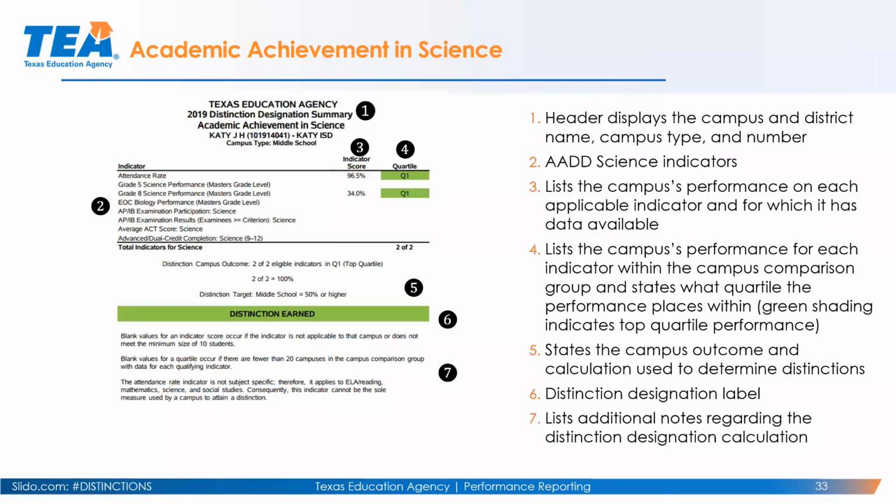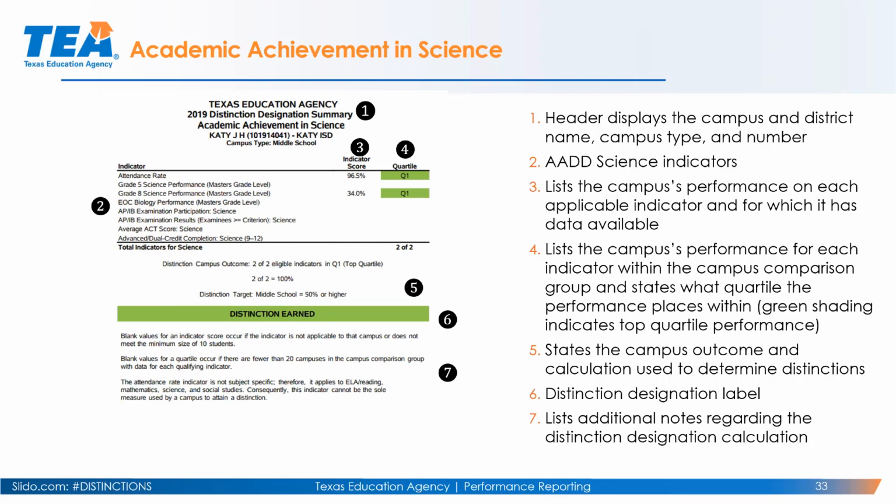Looking at an actual report for distinction designations in science for a middle school, we can see the following. We see at the very top, the header will display the campus and district name, the campus type, and the campus number. Section 2 on the left-hand side lists all of these science indicators to evaluate this distinction. Section 3 lists that particular campus's performance on those indicators. And section 4 lists how that campus performance places within the campus comparison group. And green shading, again, highlights performance in the top quartile. And section 5 states the outcome for this particular distinction designation.